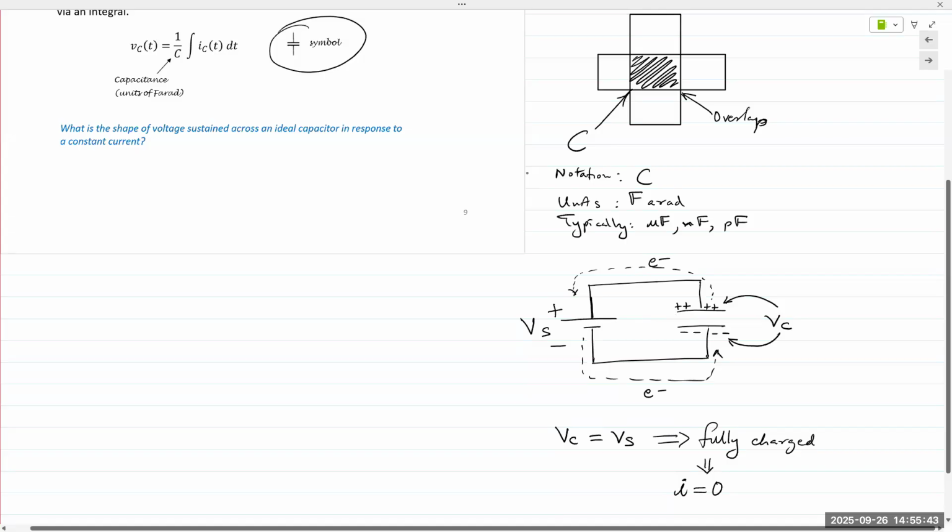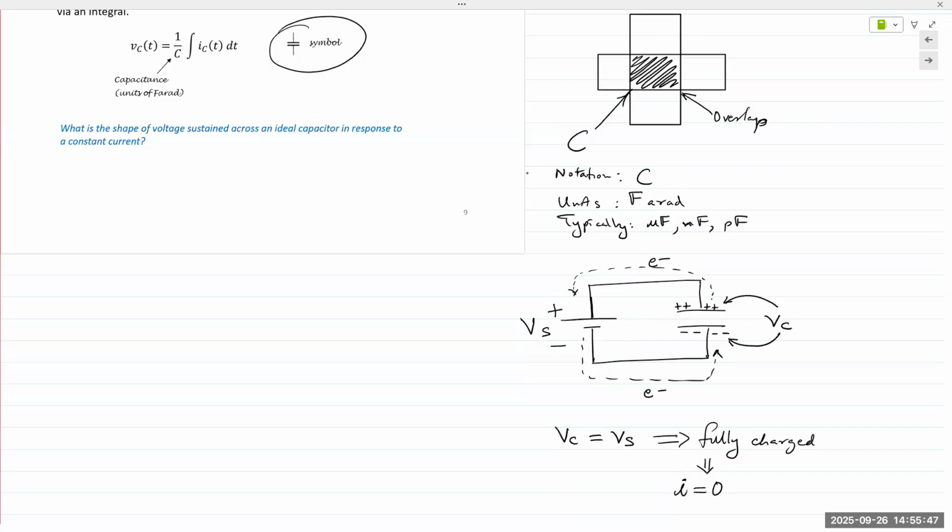Yet we still say current is flowing through the capacitor. So keep that in mind. Physically, current is not actually going through, but technically we say current is flowing through the capacitor, or we refer to it as capacitor current.